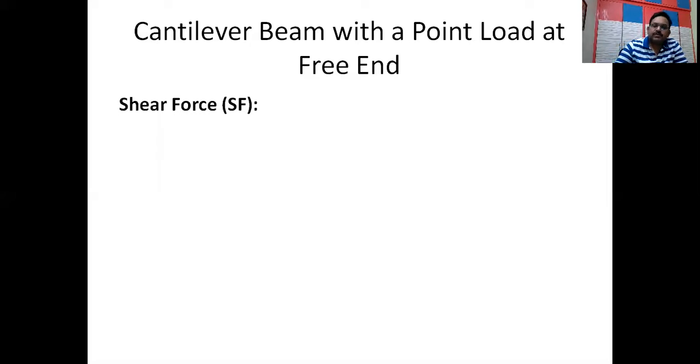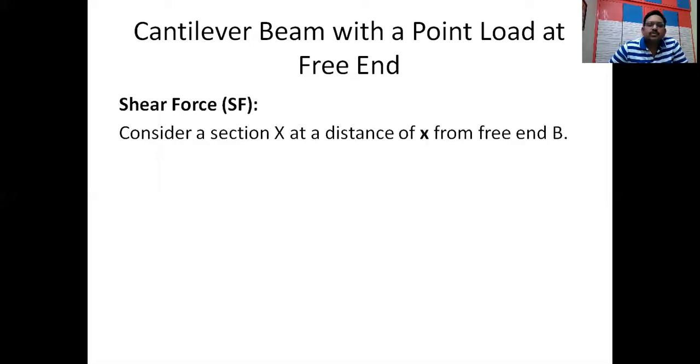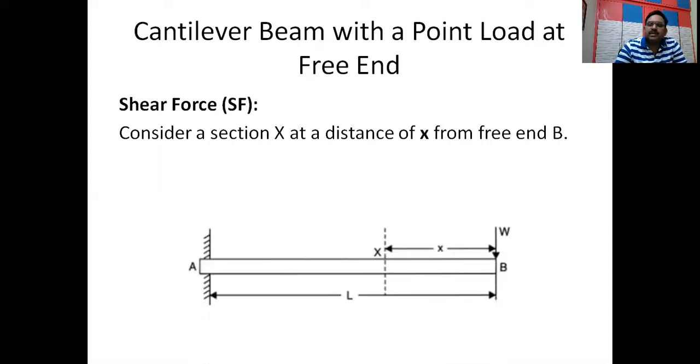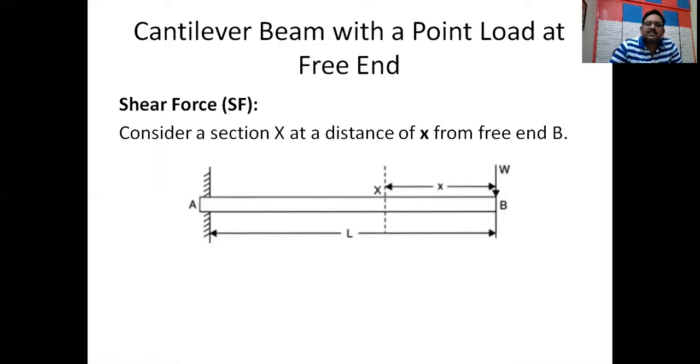Now, shear force. So consider a section X at a distance small x from the free end. So we will consider a section. This is the section, and this section is small x distance from B. So from B to X is small x, and from X to A is L minus x. So this is how.